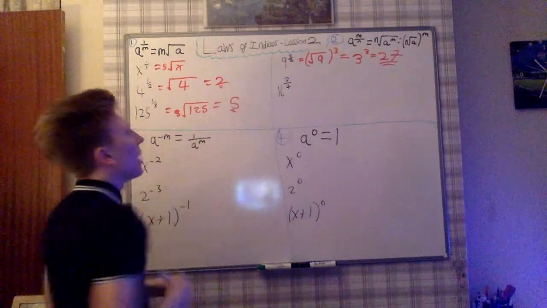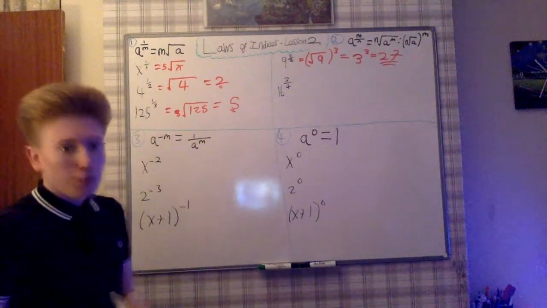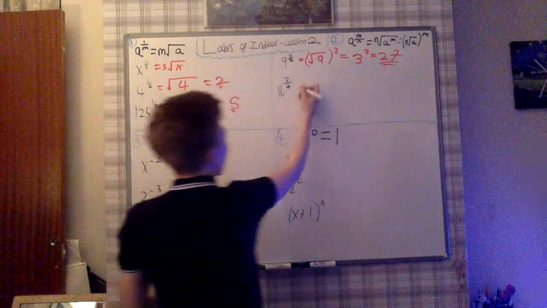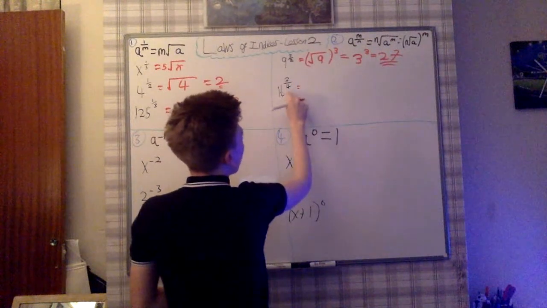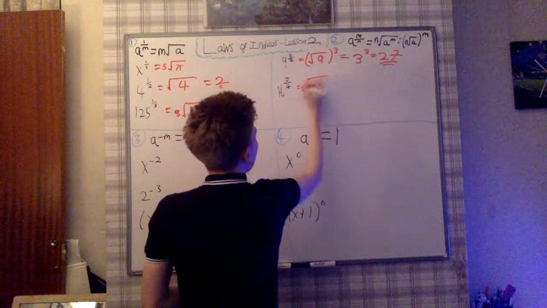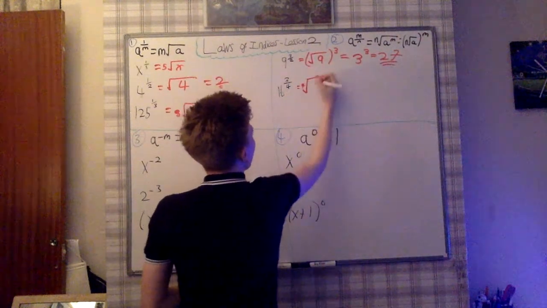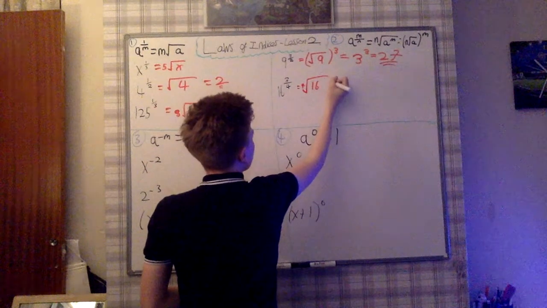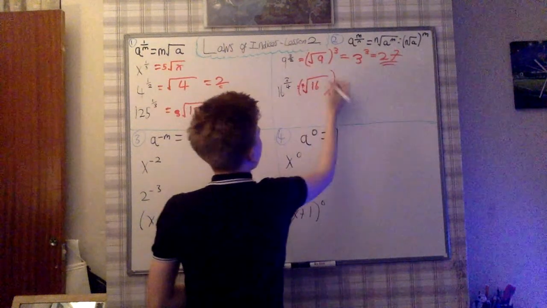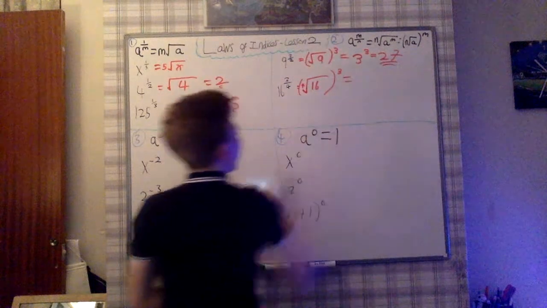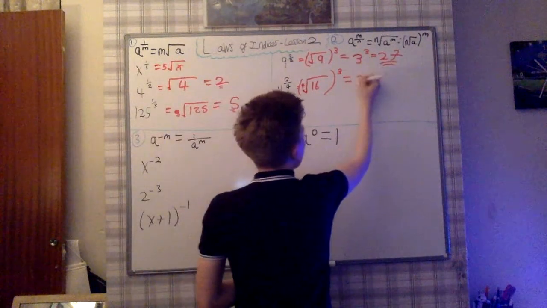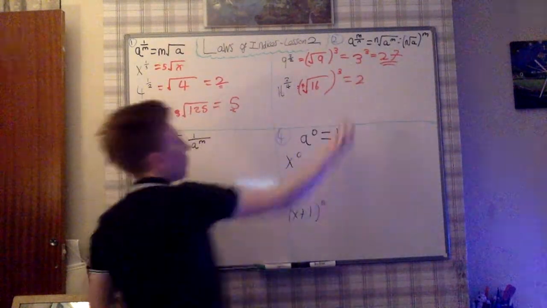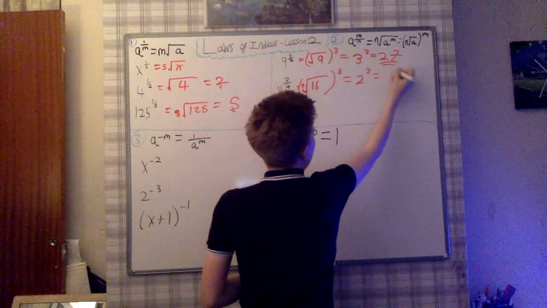For this example, we have 16 to the power of 3/4. Again, I would consider doing the root first. Here it's going to be the fourth root of 16, all of that cubed. The fourth root of 16 is 2, because 2 to the power of 4 is 16. We cube 2 and we get 8.